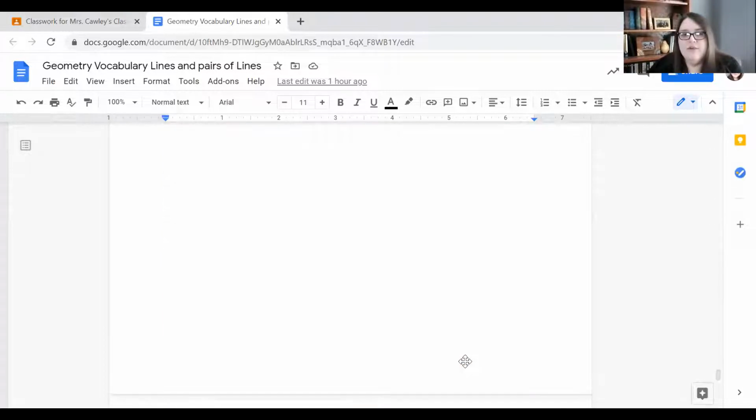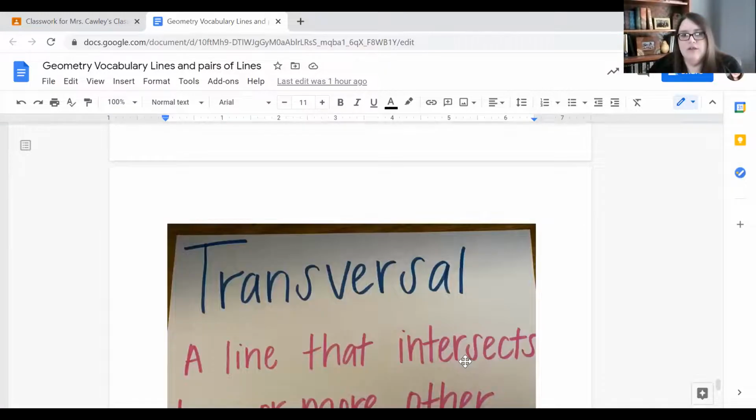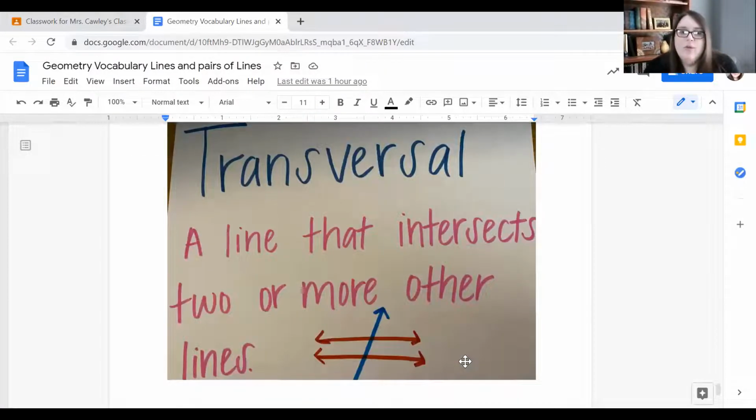Okay, and my last word is transversal. A line that intersects two or more lines. Okay, so here's the intersecting line and see how it goes through two lines. When it goes through two lines or more, it is transversal.